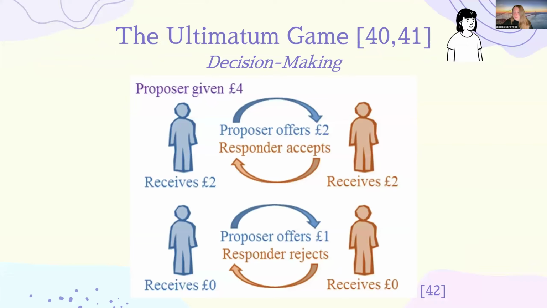And finally, here we have the ultimatum game, which is used to study how people make decisions. It involves two players, a proposer and a responder. The proposer is given a sum of money, and they must decide how much of the sum they would like to offer the responder. The responder then chooses to either accept or reject the offer. If they accept, both players receive the proposed amount. But if they reject the offer, usually because it feels unfair, then neither player gets anything. This task allows researchers to see how people balance self-interest with fairness.